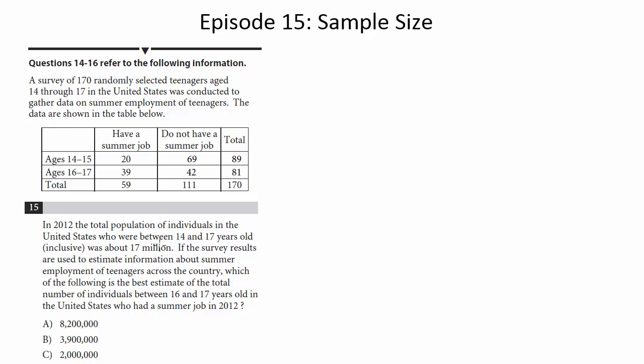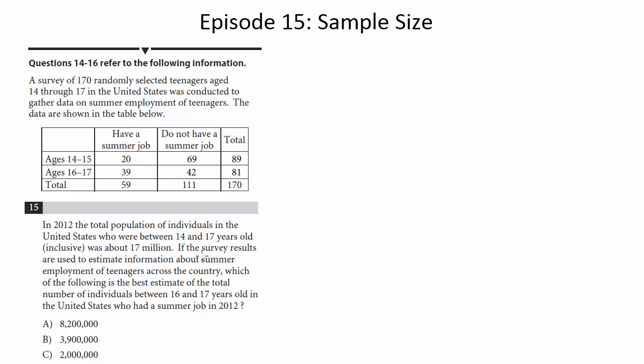In 2012, the total population of individuals in the United States who were between 14 and 17 years old was about 17 million. If the survey results are used to estimate information about summer employment of teenagers across the country, which of the following is the best estimate of the total number of individuals between 16 and 17 years old in the United States who had a summer job in 2012?